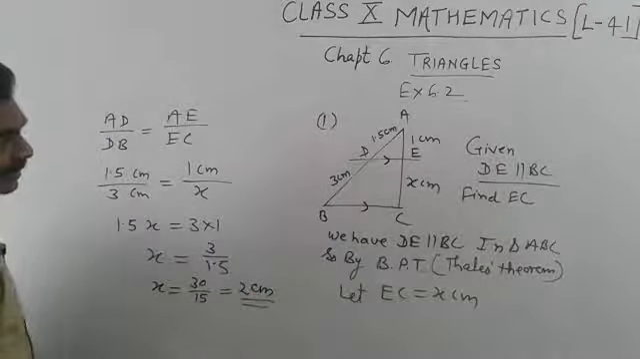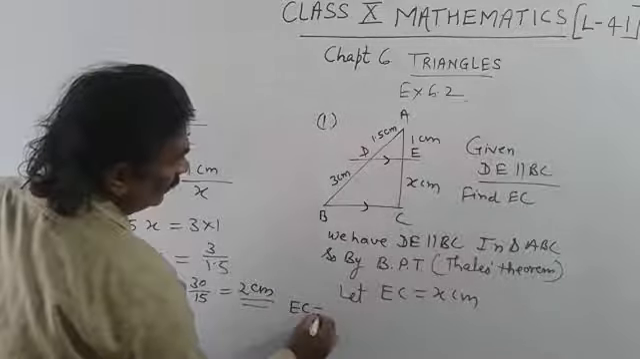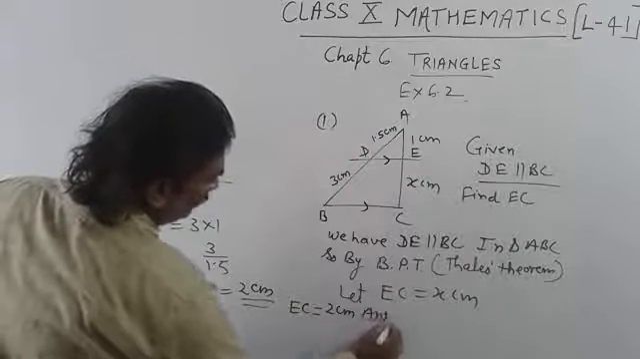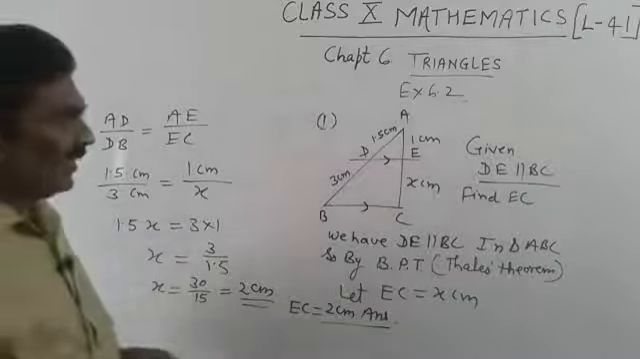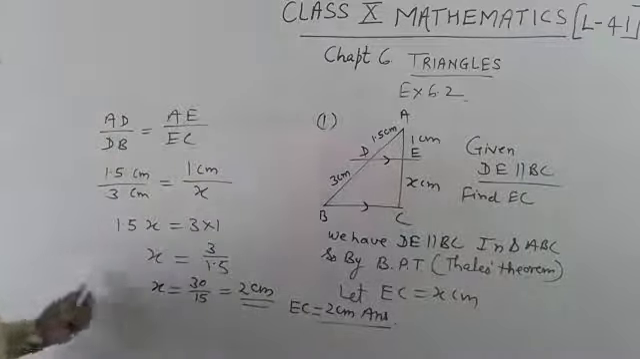So students, thus EC is equal to 2 centimeter is your answer. So this is the very simple use of Thales theorem. With the help of Thales theorem, we find the unknown part of this triangle. Okay students, so write the solution.